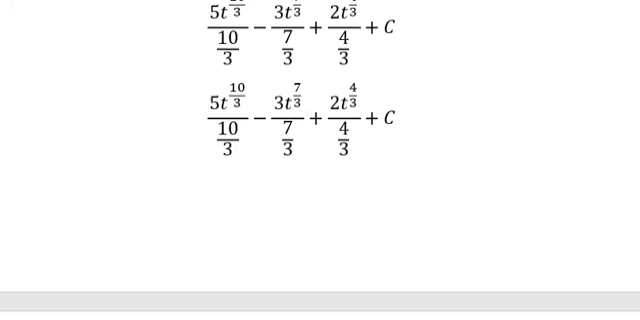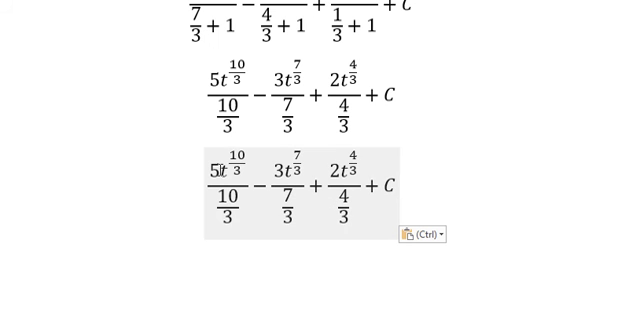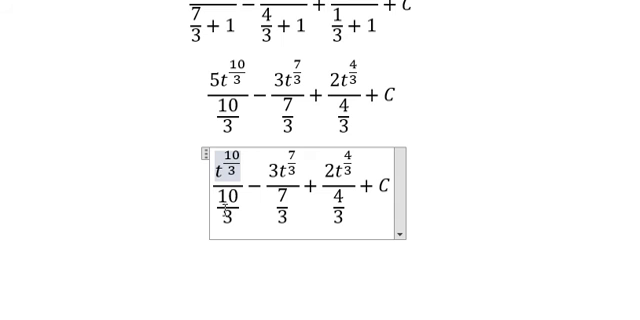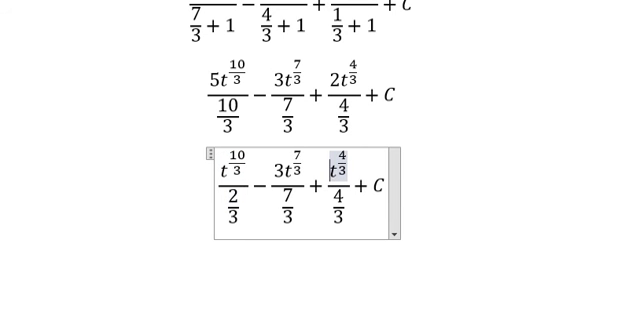Now we simplify. Number 5 and number 10 we divide by 5, and you get 2 over 3. This one we have number 2 and number 4 we divide by 2, so you get 2 over 3 in here, and this is the answer.